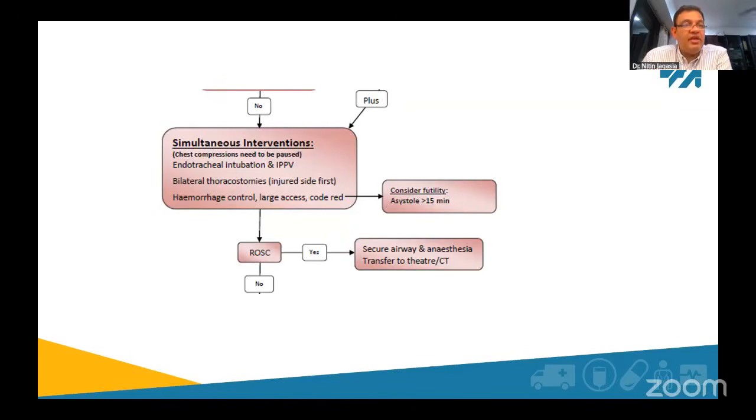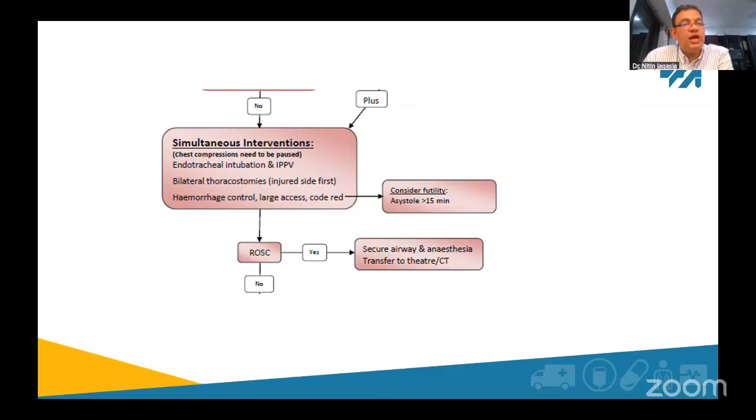Let's say you don't have that. It's been more than 15 minutes in penetrating trauma, or it's a blunt trauma brought to you in arrest. These are the things you can do. You're obviously going to intubate. You can consider doing bilateral thoracostomy, so you're kind of hedging your bets that this was bilateral tension and they are obstructed.